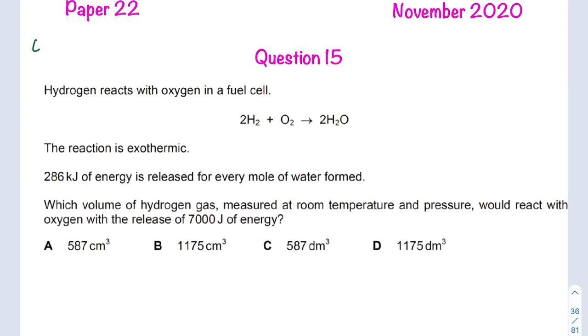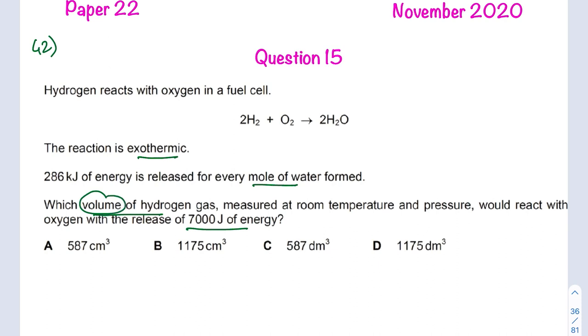Coming to the next question, question number 42. It is from November 2020, paper 22, question number 15. Hydrogen reacts with oxygen in a fuel cell. The reaction is exothermic. 286 kilojoules of energy is released for every 1 mole of water. What volume of hydrogen gas measured at room temperature and pressure would react with oxygen to release 7,000 joules of energy? So he's asking about volume.